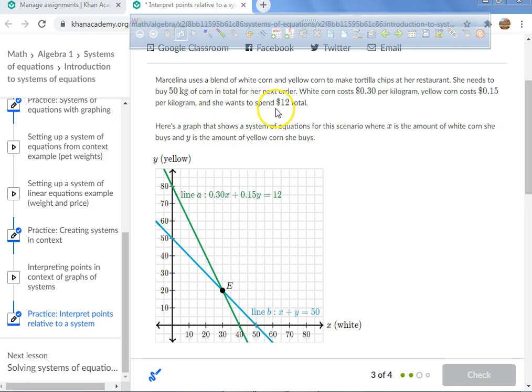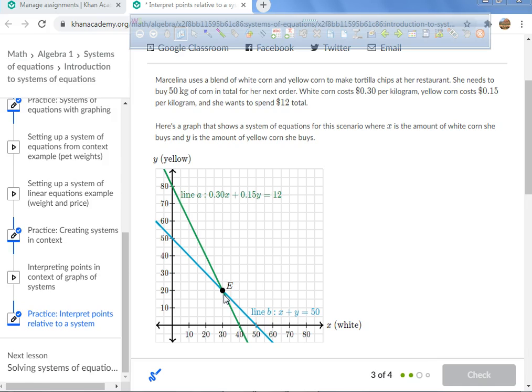She wants to spend a total of what? $12. So here we go. Do you guys see the 0.30? That's your 30 cents. That's your 15 cents. What does X represent? The amount of white corn. Y represents the amount of yellow corn. Okay? What does this point represent? That's the perfect amount, right?